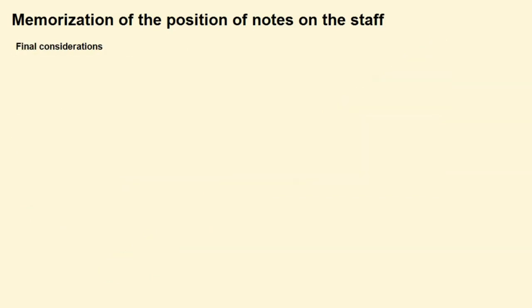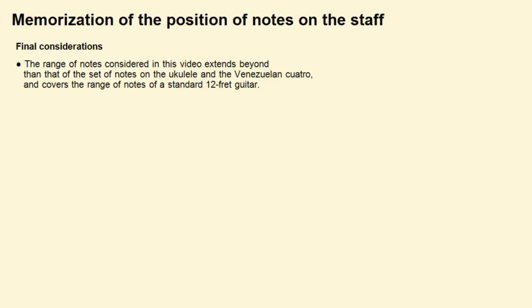The following are some final considerations. The range of notes considered in this video extends beyond that necessary for the instruments chosen to play the melodies in this channel, the ukulele and the Venezuelan cuatro, and covers the range of notes of a standard 12-fret guitar. Although in the examples of the application of the proposed method for the identification of the notes over this range the octaves have not been pronounced, this detail will be important later when we deal with the location of notes of the staff on the fretboard of the ukulele and the Venezuelan cuatro, or vice versa, location on the staff of notes produced on the fretboard of these instruments.